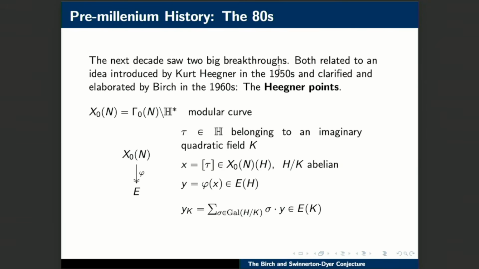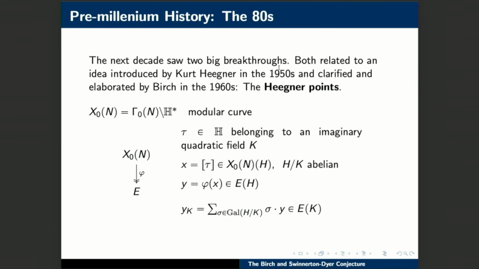So modular curves now enter the picture. The modular curve is the upper half plane modulo some congruence subgroup, some subgroup of SL2(Z). The star just means that to get a compact Riemann surface, you add some points at infinity.